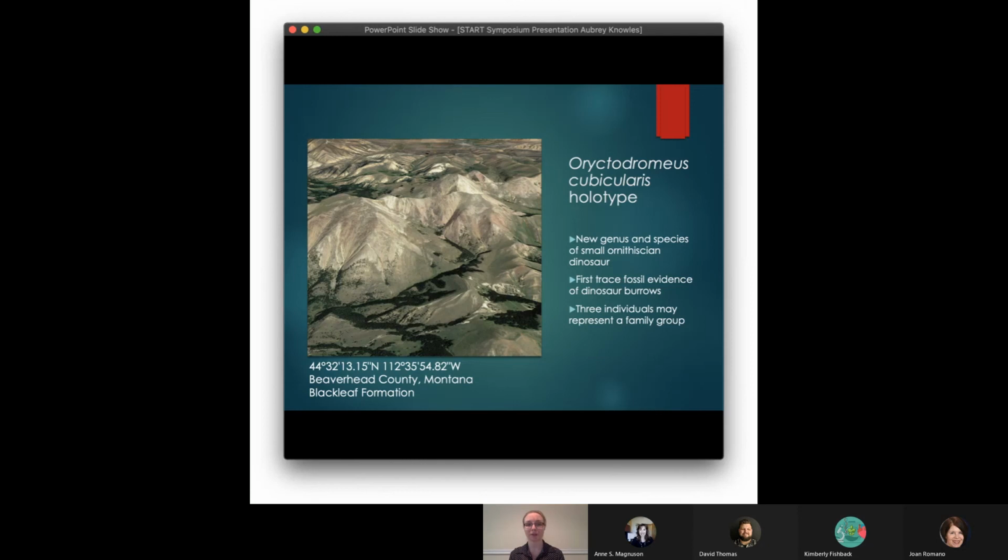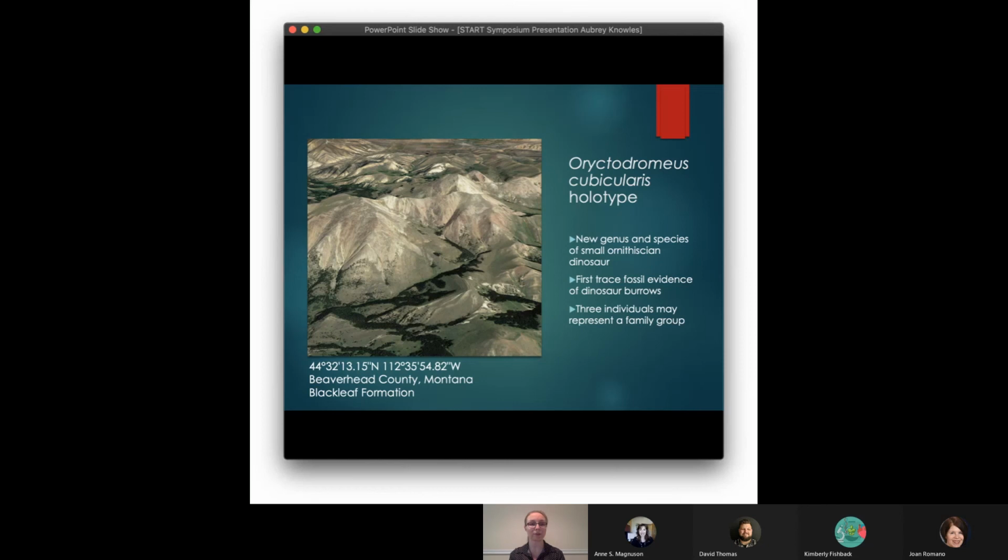There are 3 skeletal individuals that have been found in a sandstone, tube-like structure with a knob at the end, filled with sandstone, which is interpreted to have been a flood that washed in and killed these animals and filled what is interpreted to be their burrow. If that's true, it has some interesting implications because it's the first evidence we have of dinosaur burrows, and it might also indicate that these 3 animals were a family group. It's 1 adult and 2 juvenile individuals.